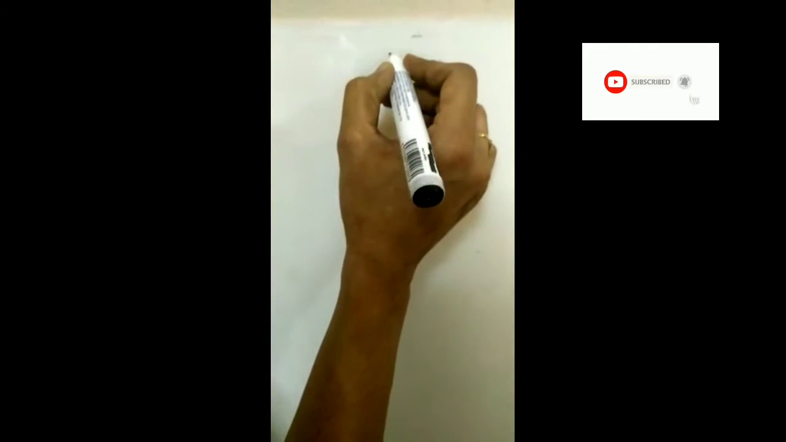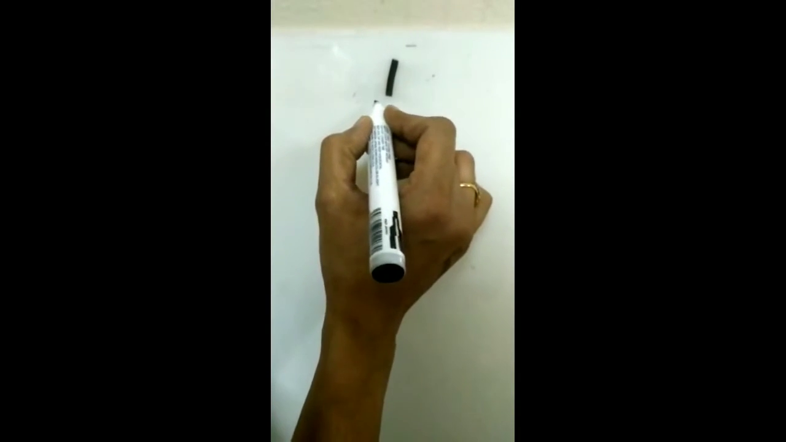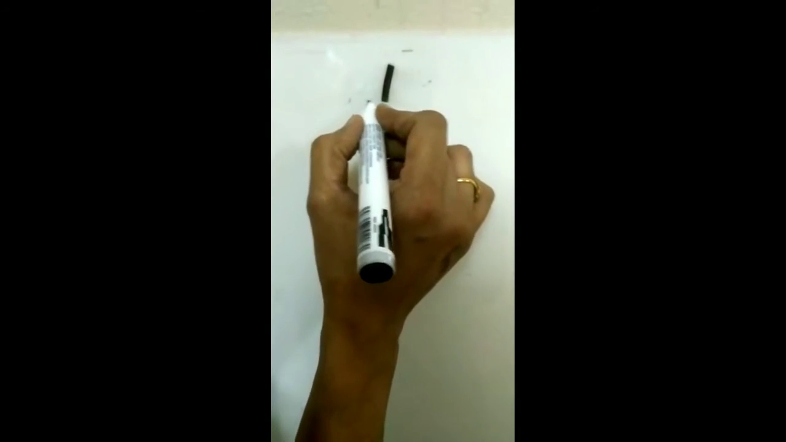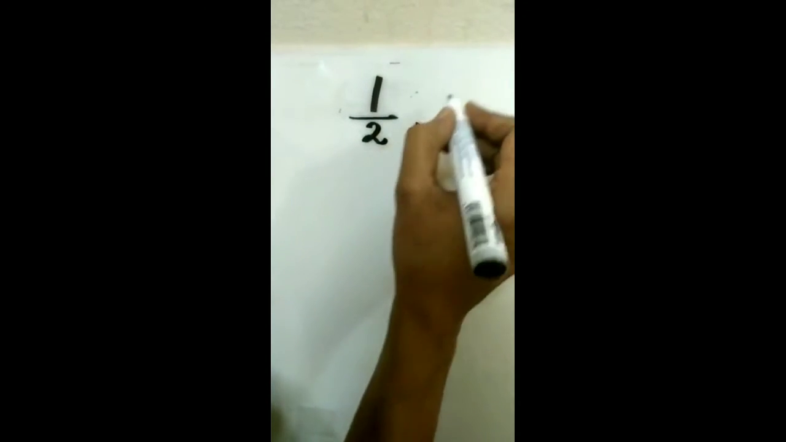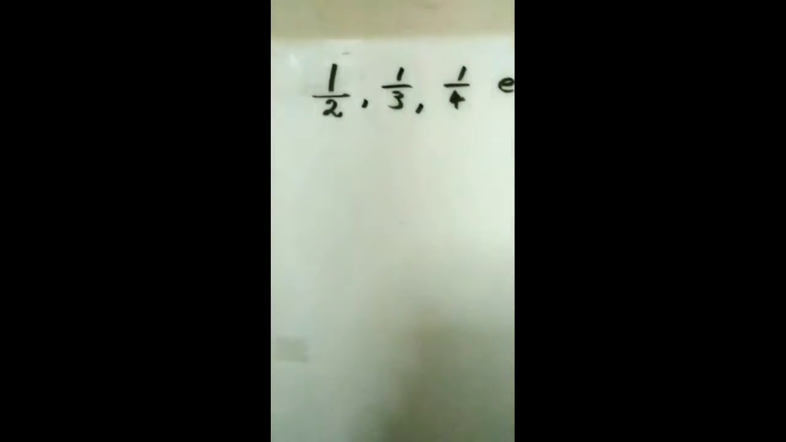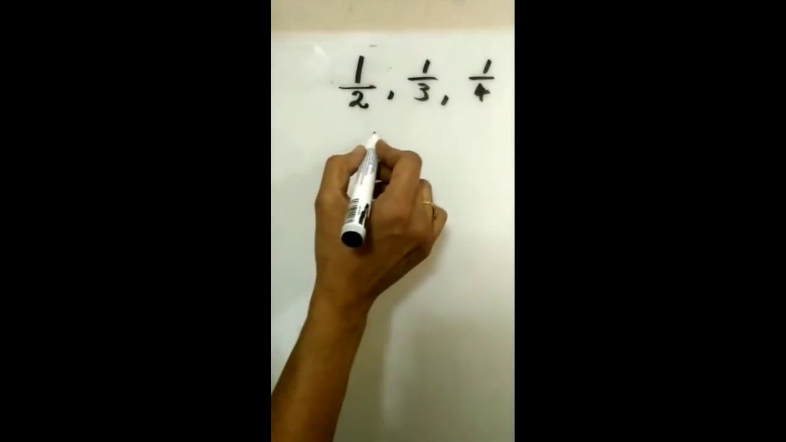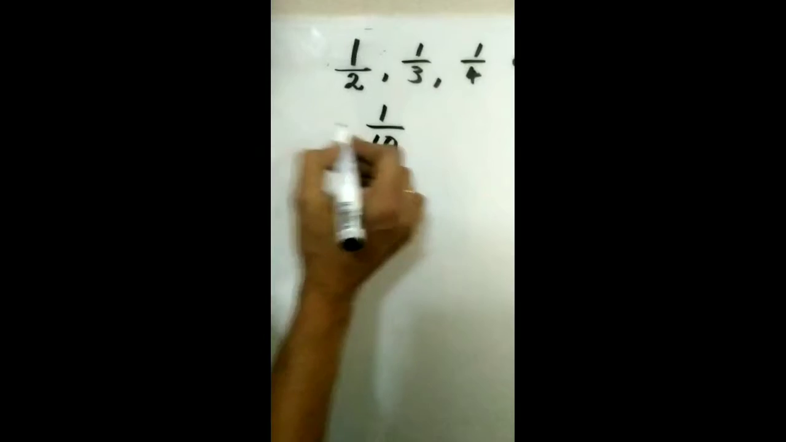Fractions means a single number can be divided into equal parts. For example, 1 by 2, 1 by 3, 1 by 4. Like this, different numbers we can write. These are called fractions. It means a single unit can be divided into 10 equal parts. It is 1 by 10.